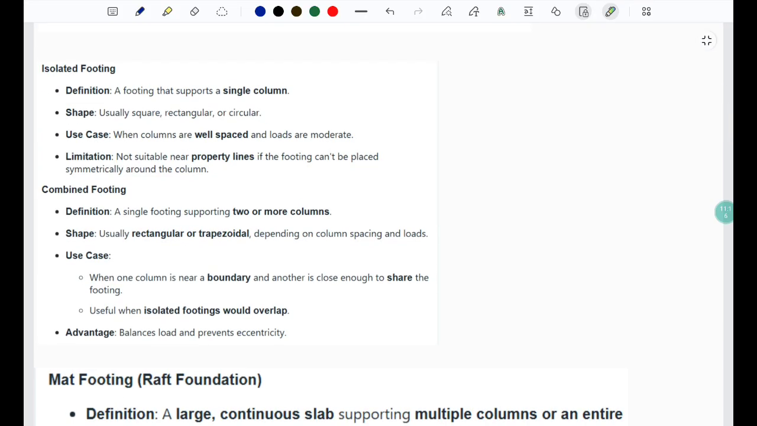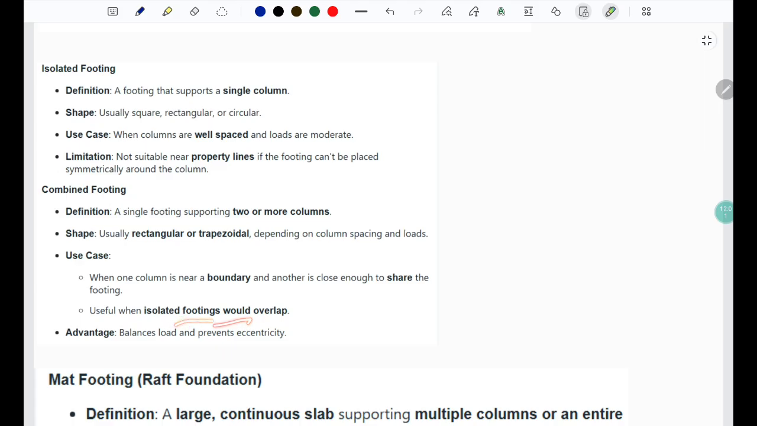Isolated footing is one which supports a single column. It could be of the shape of a square, rectangular or circular. It is used when the columns are well spaced and the loads are also moderate. Limitation is that it is not suitable near the property lines. Let's say this is your plot and this is somebody else's plot, and if this is his foundation, you cannot think of giving your foundation in somebody else's plot. Hence we go for combined footing, and strip footing is sort of, you can say, a subtype of combined footing.